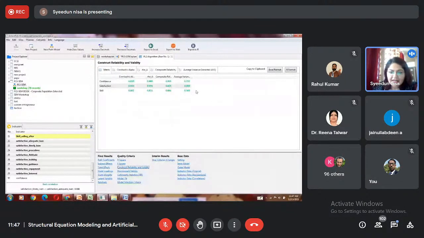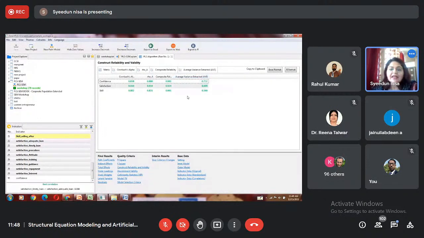So average variance extracted is used to measure convergent reliability, and Cronbach alpha and composite reliability are for internal consistency, and this value rho should be in between Cronbach alpha and composite reliability. If it is not in between, then it will be highlighted in red, but it is all green, which means all okay, and we can move further. So as far as construct reliability and convergent validity is concerned, it is okay.